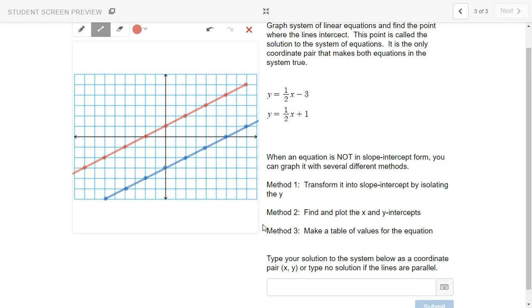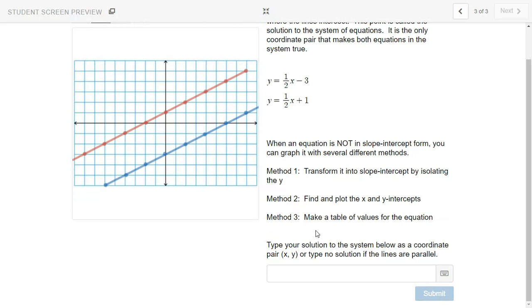So when I draw this line in, it looks like they're parallel, or they will never cross. So is there ever going to be a point that satisfies both of these equations? No, because the lines will never cross. So when you do the activity today, instead of typing in a coordinate pair, you're going to write parallel. Oh, sorry, no, you're not going to write that. You're going to write no solution. There's no point where they cross.